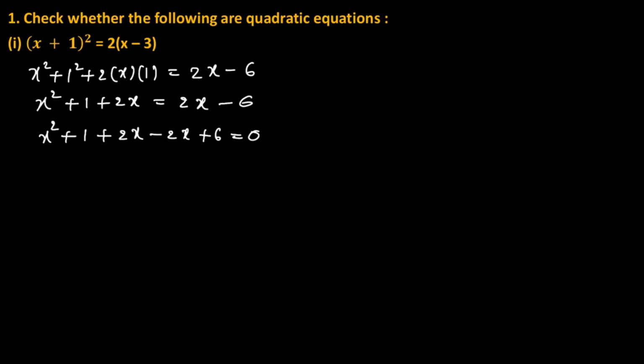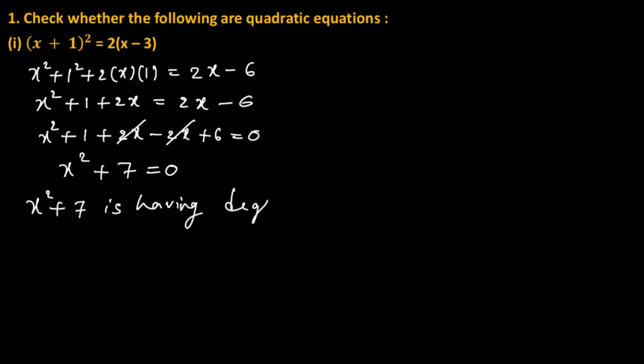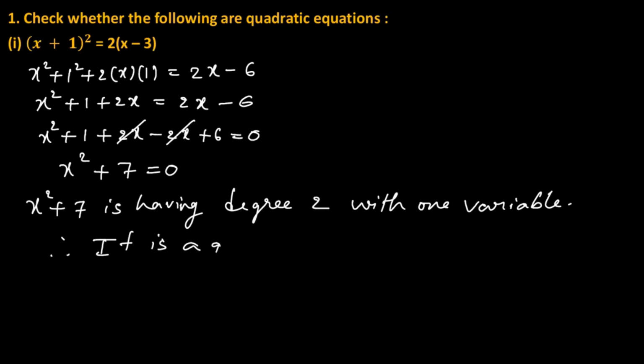Now, plus 2x and minus 2x got cancelled. x square, 1 plus 6 is 7. x square plus 7 is equal to 0. Now, x square plus 7 has the highest power, which is nothing but degree 2, having the degree 2 with one variable. So this is the condition for the quadratic equation. Therefore, it is a quadratic equation.